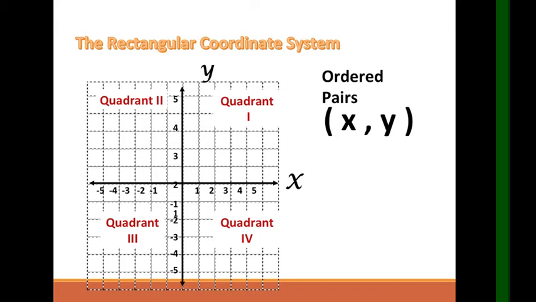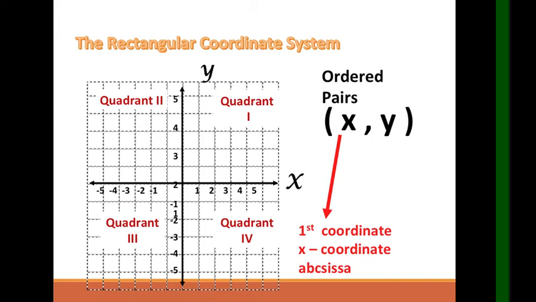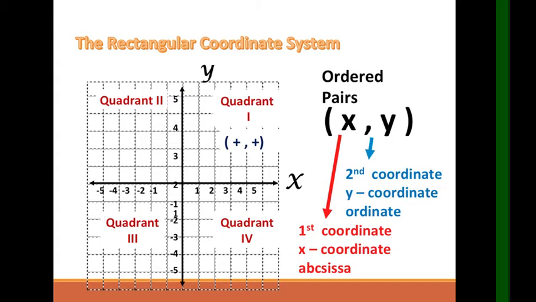We have also ordered pairs in the rectangular coordinate system. We have the x and y ordered pairs. Yung x, ang tawag sa kanya ay first coordinate or x coordinate o yung iba ang tawag ay abscissa. For the y, we have the second coordinate, y coordinate o tinatawag din siyang ordinate. For the quadrant 1, we have positive and positive sign. Unahin natin ng x, so we have positive sign here, and then we have positive sign for the y. So we have two positive signs here.